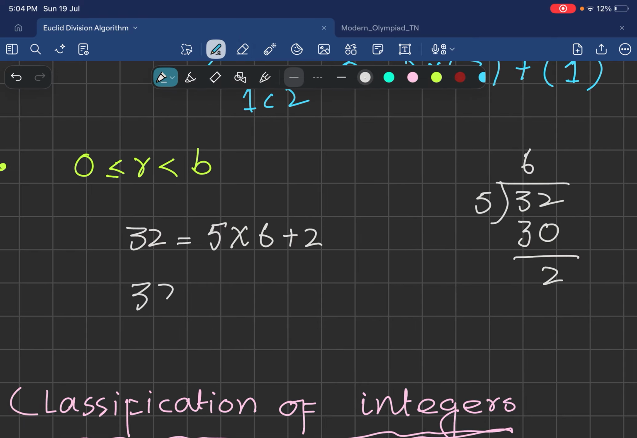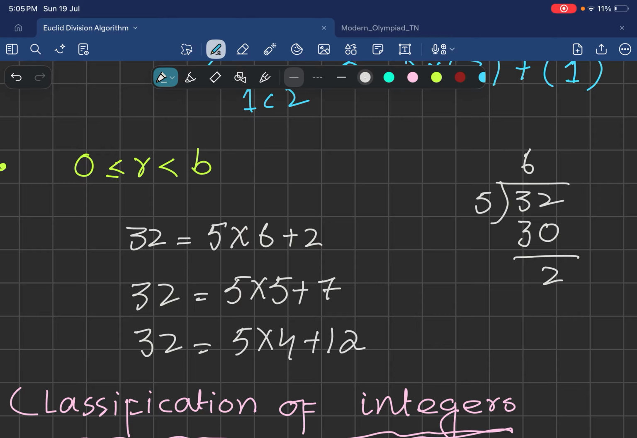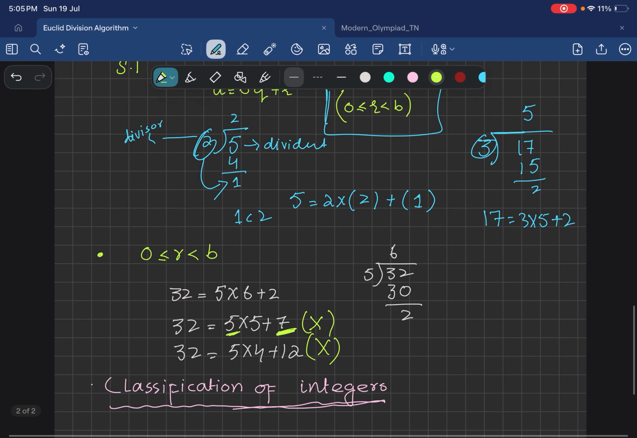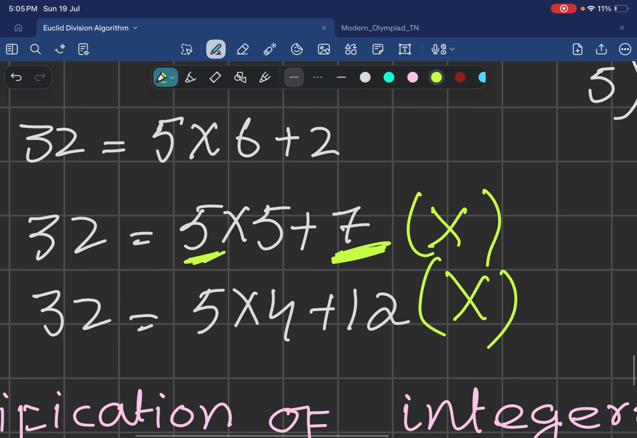You can also write it as 5 times 5, which is 25, and then you get a remainder of 7, right? You could also write it as 5 times 4, and you will get a remainder of 12. But these both are wrong, because here the remainder is greater than the divisor, and that's not what the Euclid division algorithm says. It says the remainder must be less than the divisor.